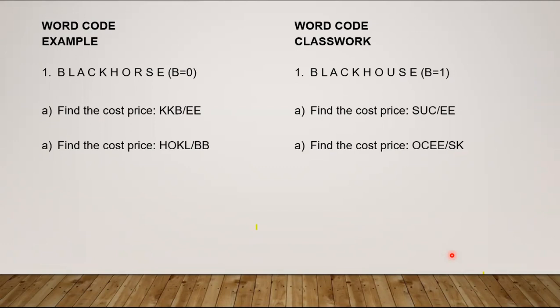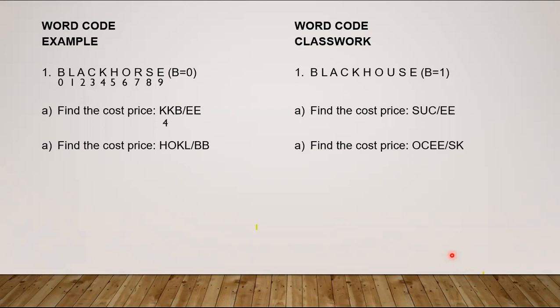So word code simply says that you will be given a word that has 10 letters, and behind each letter you will have a number, but they will tell you what the number is of the first letter. And those numbers must be between 0 and 9. For instance, in the first one, black horse, it means B will be 0 and L will be 1 and it'll stop at 9.